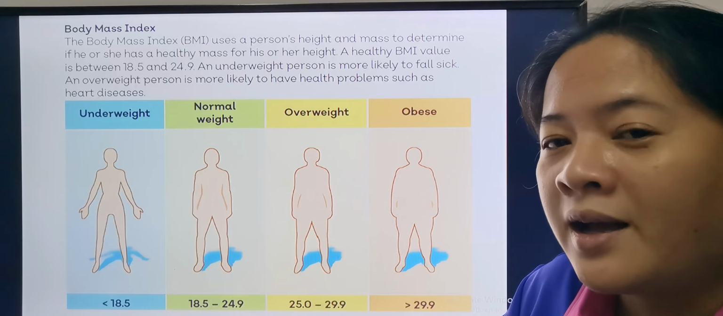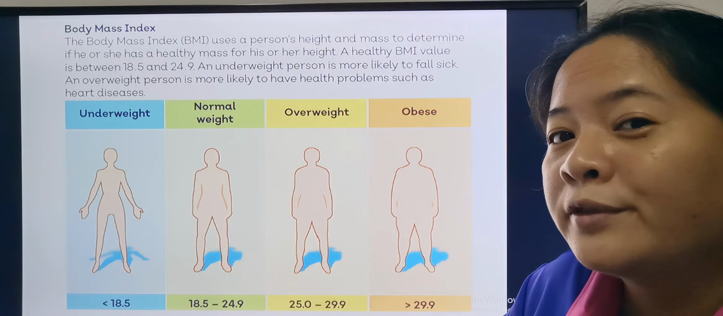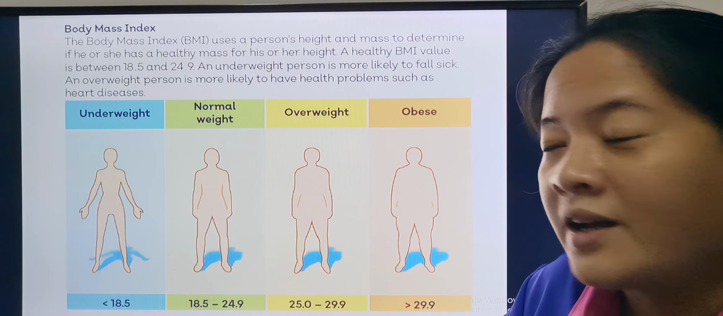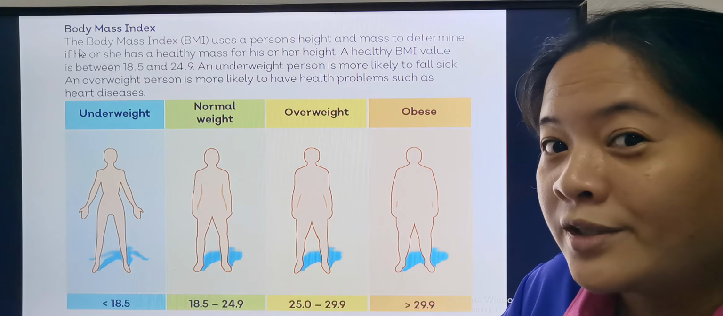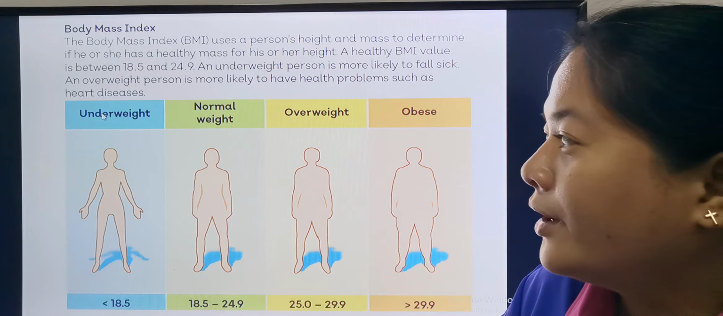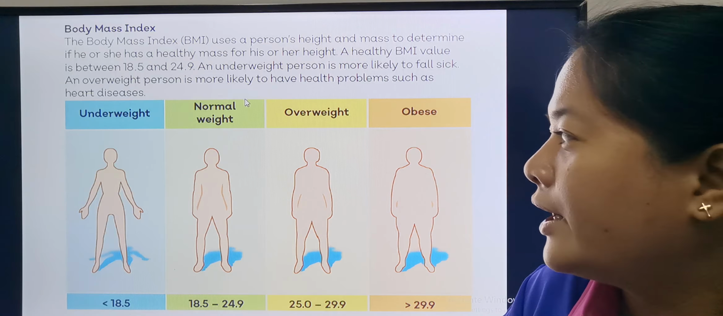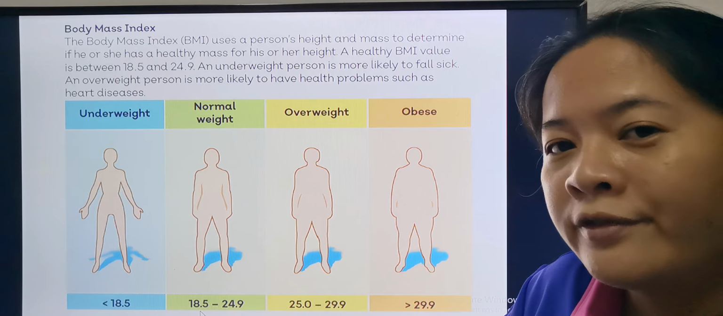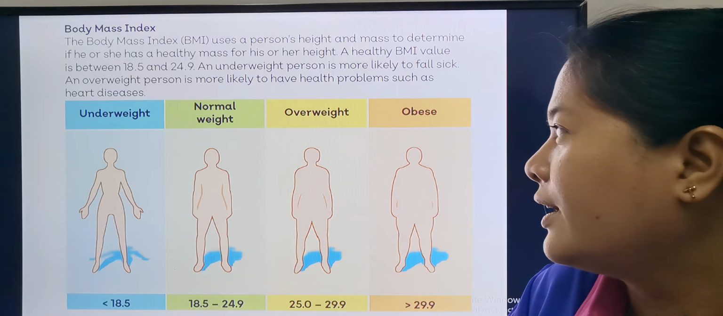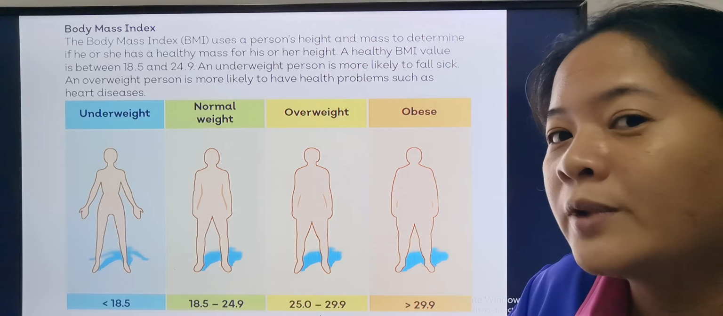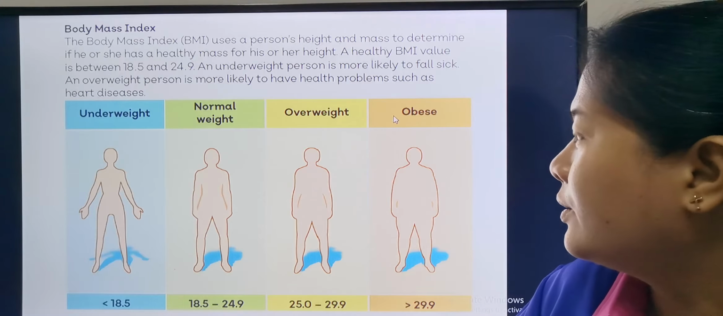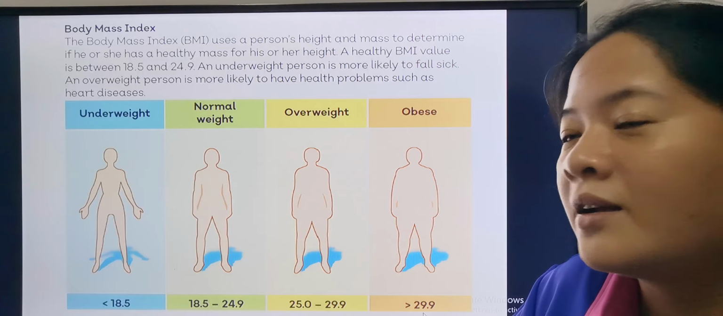Here is BMI. You have to remember the formula on how to compute BMI, okay? It will be in your quiz tomorrow, okay? So underweight, BMI is less than 18.5. Normal is 18.5 to 24.9. Overweight, 25 to 29.9. And obese is 29.9 and above.